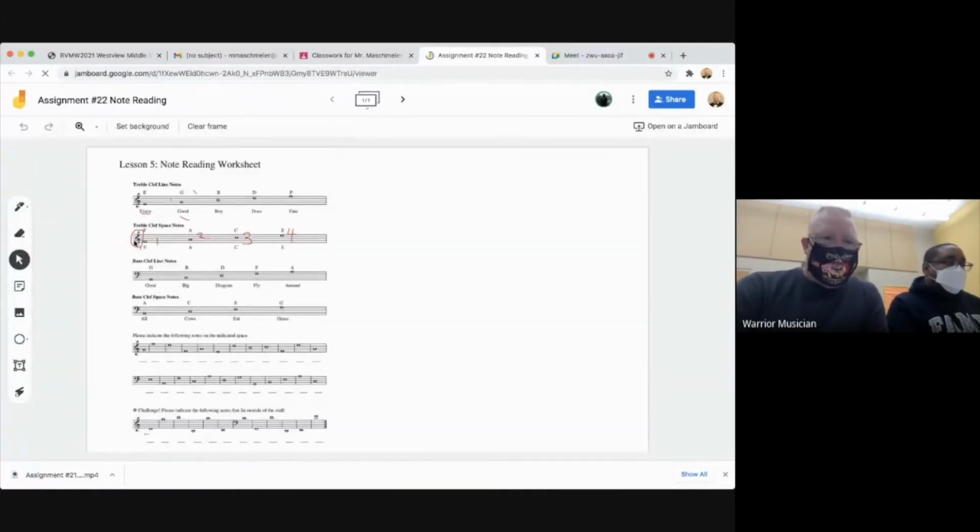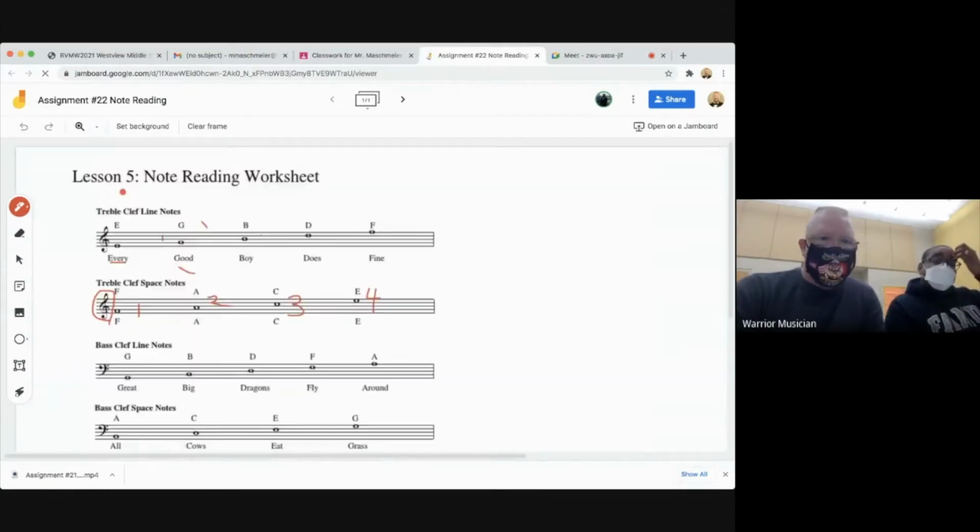This is the Jamboard of the Google Classroom, and I am going to blow it up just a little bit. Okay, guys, at the top of this worksheet, we have what's already been given to us: the placements of the notes for the treble clef for both lines and spaces, and for the bass clef for both lines and spaces.